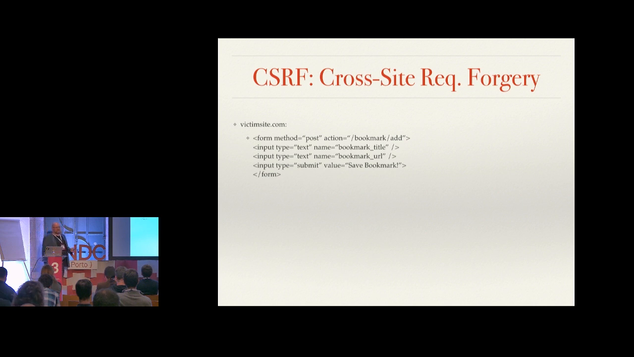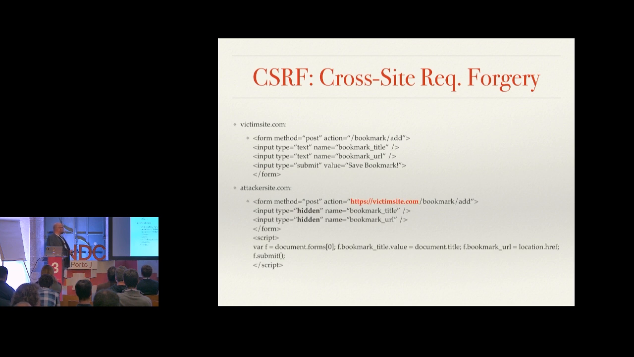Now, I'm an evil hacker person, and I'm going to try to attract people to my site, attackersite.com. There are different ways I can do that, through an email campaign or whatever. And on my site, I'm going to have a hidden form. And my form's action is going to be the victim site. I'm going to put the bookmark title and URL as hidden fields. And then I'm going to use JavaScript to submit the form dynamically, which means whenever somebody visits my site, I am adding my site to their bookmarks. Why would you do that? Well, it's just to illustrate an example of what you could do.